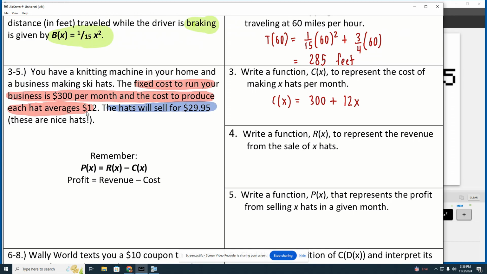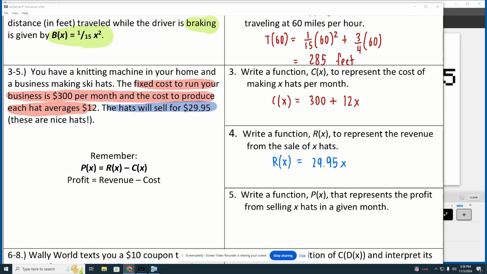Now, number four is the revenue, right? That's how much money I bring in when I sell a hat. So it tells me the hats will sell for $29.95 per hat. So $29.95 times X is going to be how I accumulate revenue.